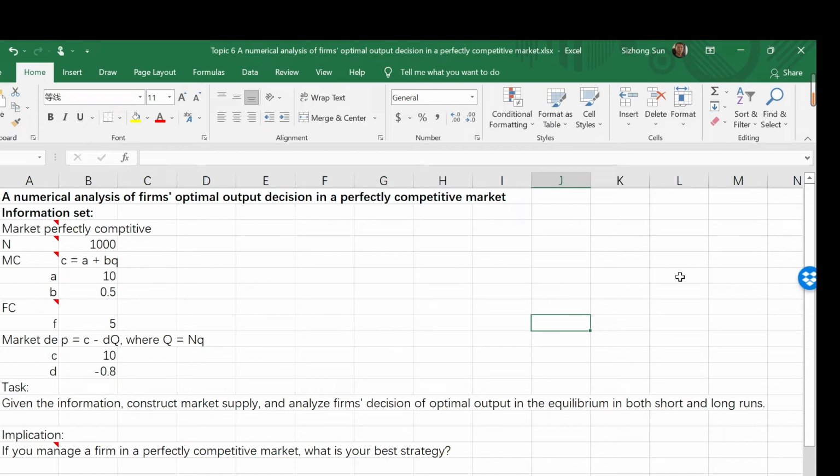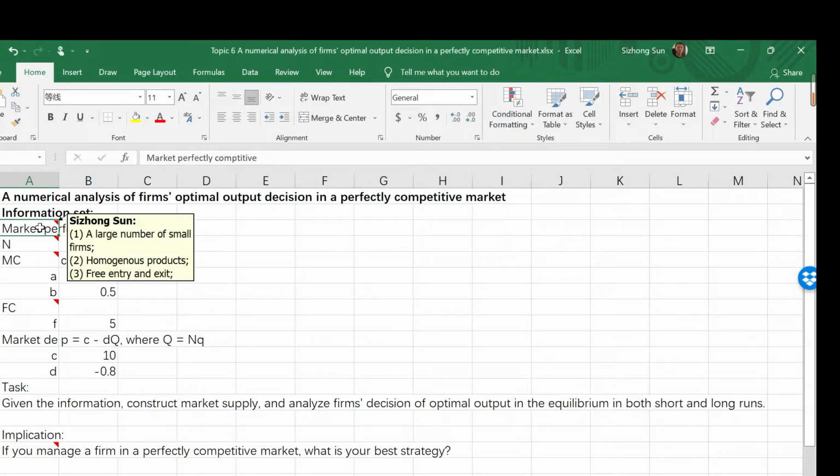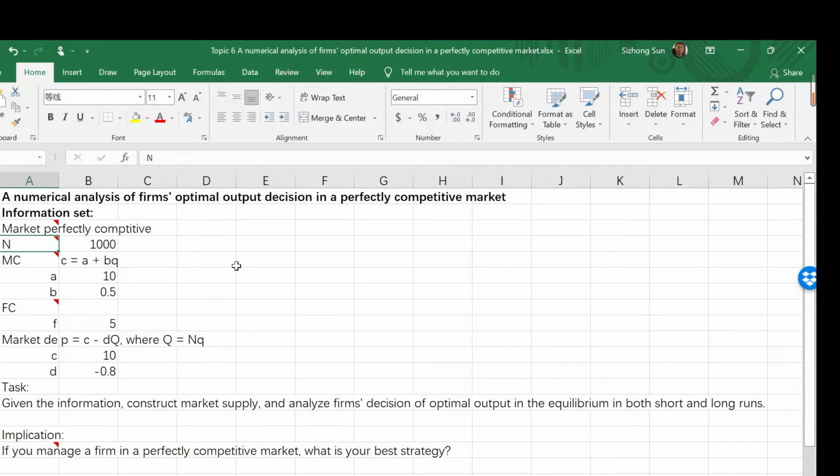Okay, let's now look at a numerical example of firms' optimal output decision in a perfectly competitive market. The information we have is the market is perfectly competitive, and that means we have a large number of small firms which produce a homogeneous product, and there's free entry and exit, and also there's no information asymmetries here. Let's assume the number of firms in the market is 1,000.